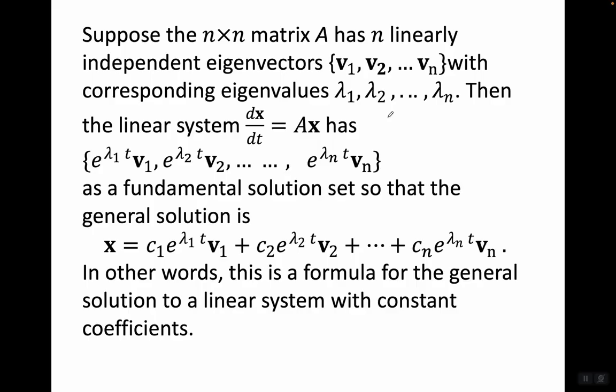Then the linear system dx/dt equals Ax has e to the lambda 1 t times v1, e to the lambda 2 t times v2, through e to the lambda sub n t times v sub n, as a fundamental solution set, so that the general solution to this system of differential equations is x equals c1 e to the lambda 1 t v1, plus c2 e to the lambda 2 t v2, plus and so on, plus c sub n e to the lambda sub n t v sub n. In other words, this is a formula for the general solution to a linear system with constant coefficients.